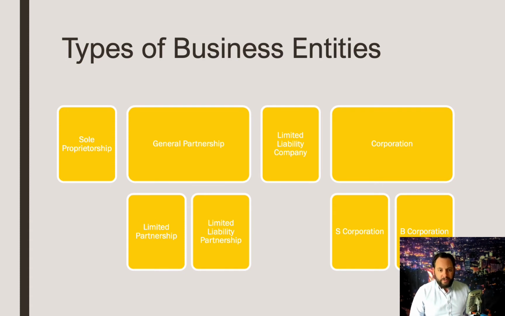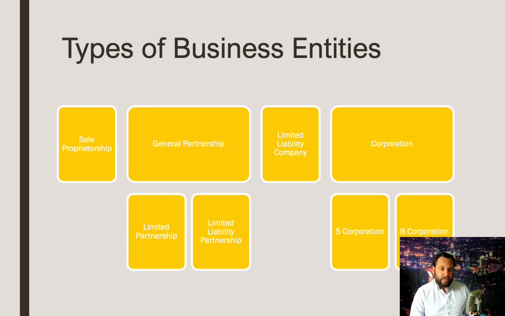Skipping over LLCs in the middle for a moment, on the right-hand side we have corporations, and corporations dominate business in America. Certainly most large organizations are structured as corporations. Within that, corporations can make elections to be treated, for example, as an S corporation, which is a tax election, or as a B corporation, which is an election to give the directors authority to make decisions in the public interest and not just in shareholders' interests. So there is some flexibility with how corporations are designed.